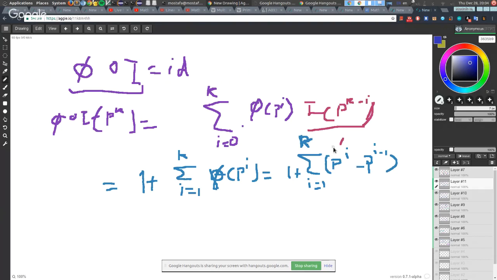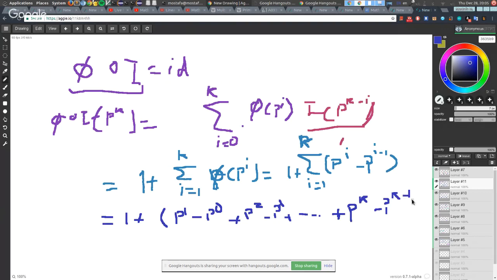As you can see, this is a telescoping summation. Basically we have here p1 minus p0, plus p2 minus p1, and so on, until p to the power k minus p to the power k minus 1. So this term cancels with this term, and this term cancels with this one, and we are left with p to the power of k minus 1. We already have plus 1 here, so this is p to the k, which is the identity of p to the k.